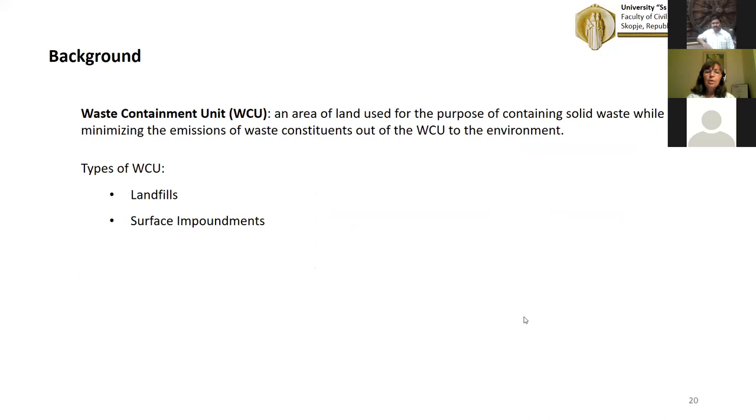Well, what is a waste containment unit? A waste containment unit is an area of land that is used for the purpose of containing solid waste while minimizing the emissions of the waste constituents out of the unit to the environment. There are two types of waste containment units. The first ones are the landfills and the other ones are surface impoundments.